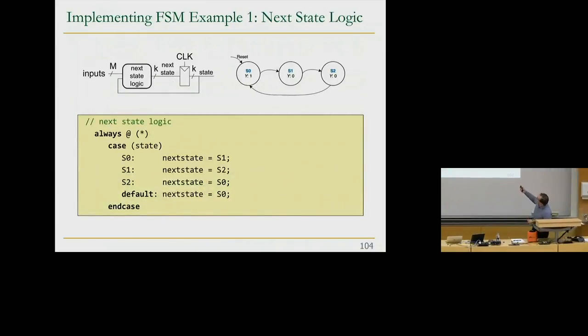And then you implement your next state logic. Next state logic in this case is very simple. It's an always block. Whenever an input changes, you look at the state. If state is S0, next state is S1. And this is combinational, as you can see. If your state is S1, next state is S2. If your state is S2, next state is S0. And at default, your next state is S0. Okay. And then you connect this next state logic into your register.